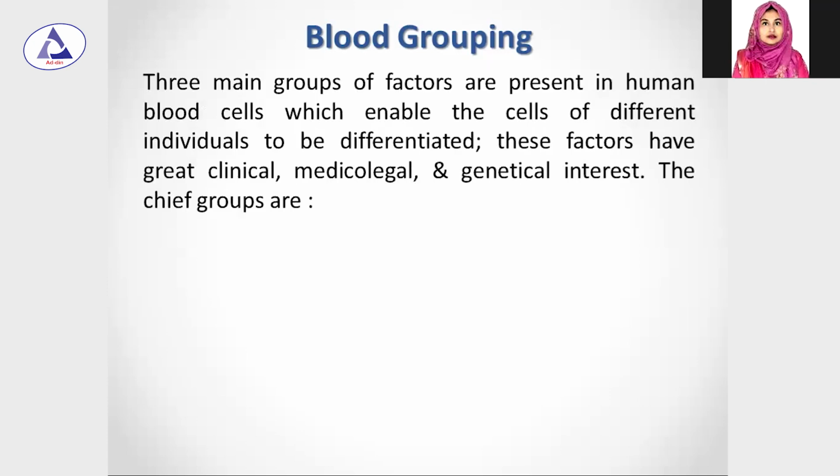If we go through the topics, we will see that human blood groups enable the cells of different individuals to be differentiated. Actually, there are three types of main blood groups, and these different types have great clinical, medical, legal, and genetical interest. The chief groups are ABO blood grouping or ABO types, Rh or rhesus factors, and MN types.